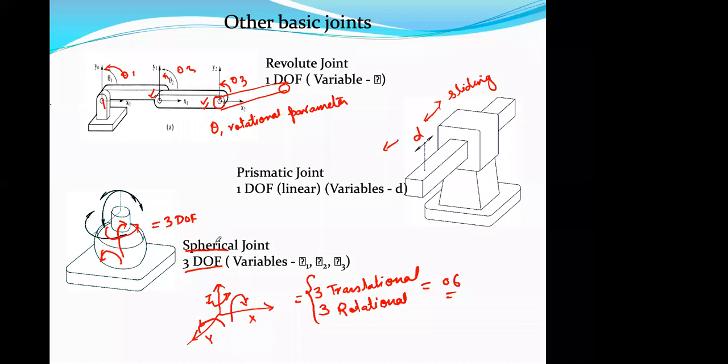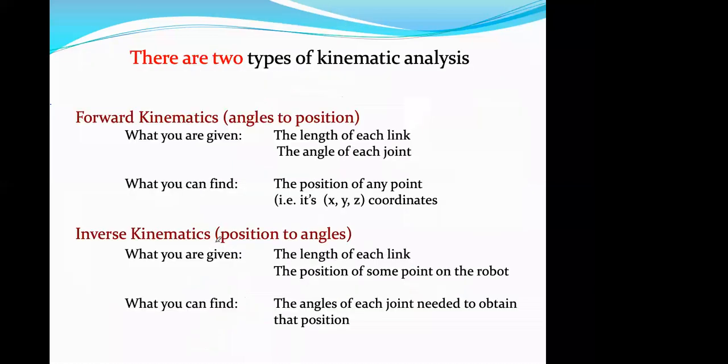Now let us go to the next topic. We have 2 types of kinematic analysis. What are those? The 2 types of kinematic analysis are the forward kinematics and the inverse kinematics. When we talk about forward kinematics, it is also called direct kinematics.